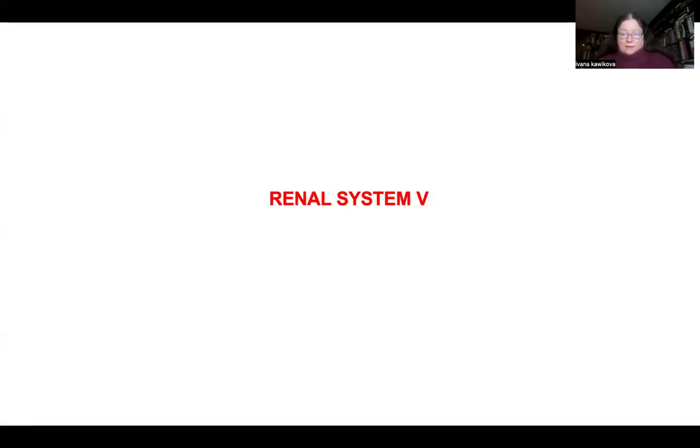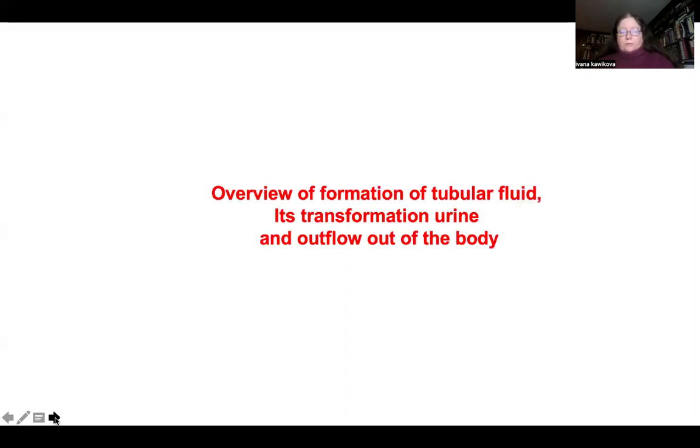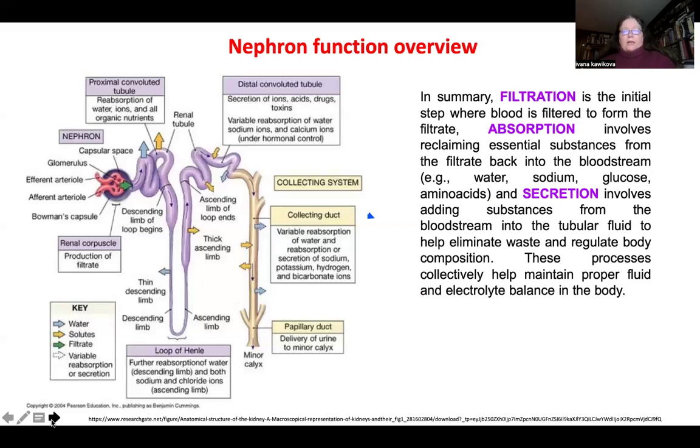So in this last part of the lecture, we are going to make a quick overview of the function of the nephron and of the flow of urine. So here we have the title: overview of the formation of the tubular fluid and its transformation to urine and outflow in the body. So here we see the nephron overview.